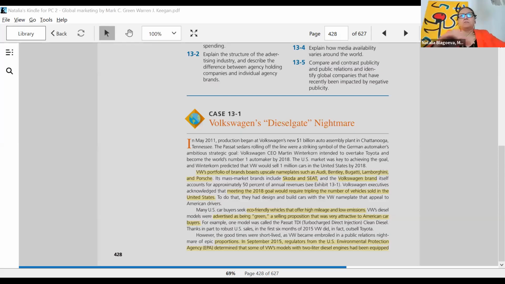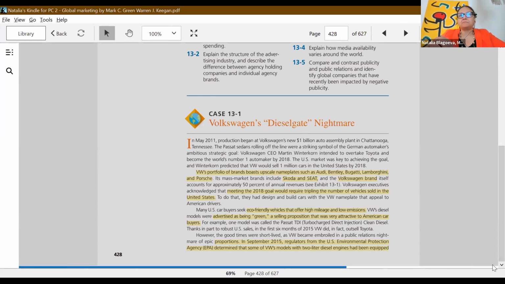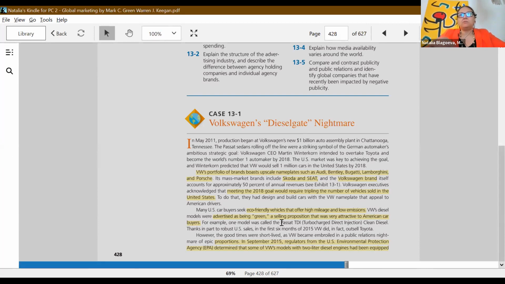Okay, so with this, I'm finished with the chapter. We're going to talk now about the Volkswagen case. Did any of you read the case? No, you didn't have a chance.